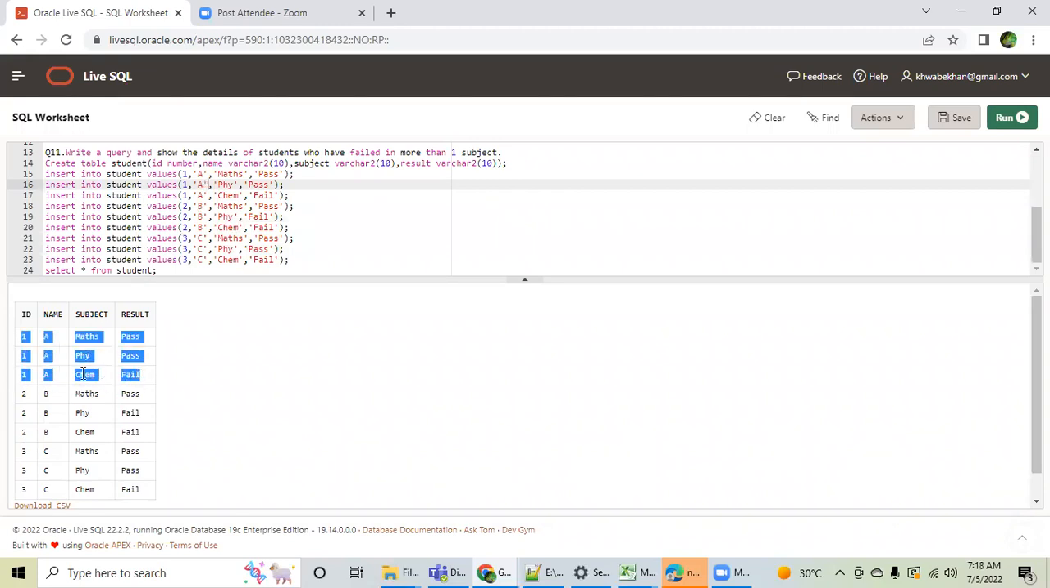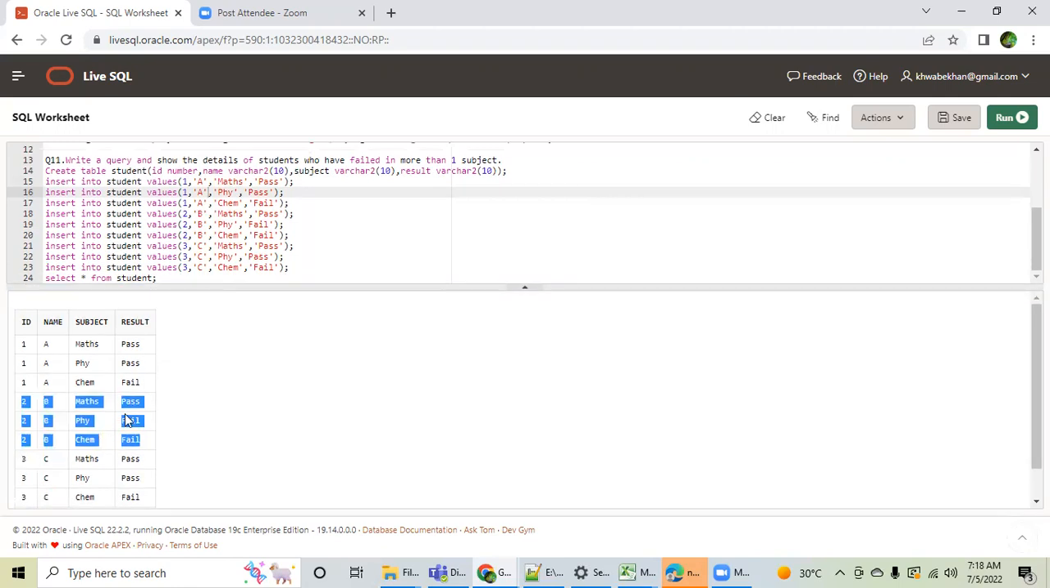So concentrate on A. Has A failed in more than one subject? No. A has failed in only one subject, chemistry. What about B? Yes, B has failed in more than one subject, physics and chemistry. What about C? C has failed in only one subject. So which one is the correct answer here? B, correct. B has failed in more than one subject.